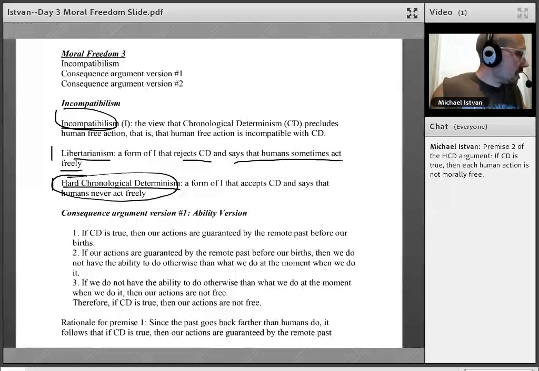Because our material for today is incompatibilism, and I've already articulated what incompatibilism is. Now let's just jump right into arguments for incompatibilism. Now, we've kind of already seen some arguments for compatibilism in two ways already.